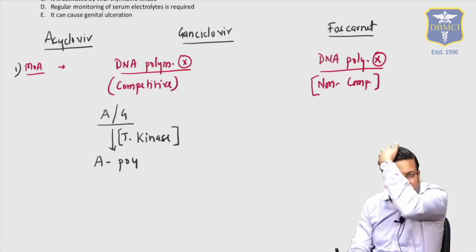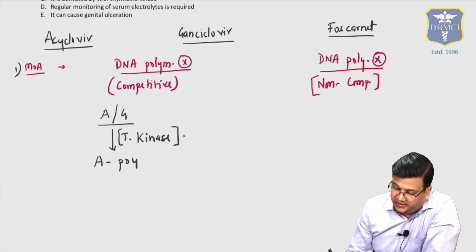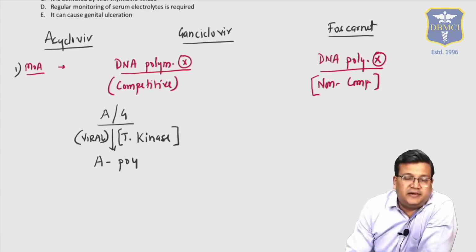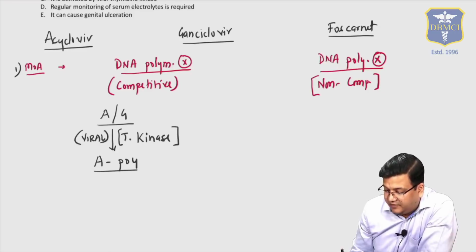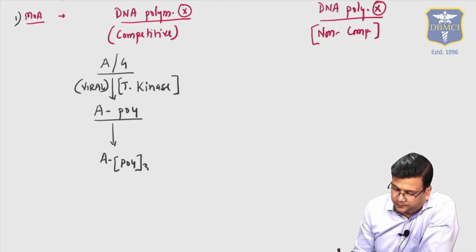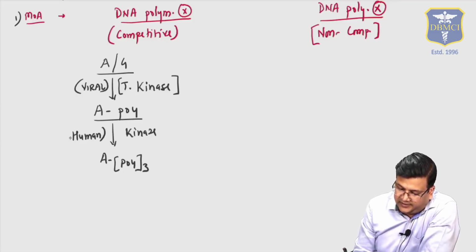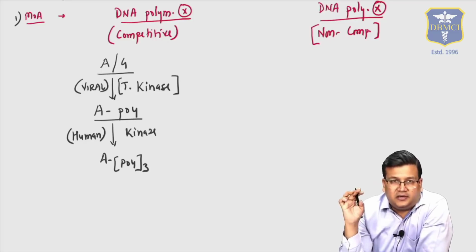So once inside the cell, intracellularly they are phosphorylated by thymidine kinase enzyme, and this has to be a viral enzyme. This is not human thymidine kinase. They require a viral thymidine kinase to become monophosphorylated. Then they will become acyclovir triphosphate. They will take 2 more phosphorylations by again a kinase enzyme, but this kinase can even be a human kinase enzyme. So they require first phosphorylation by a viral thymidine kinase.